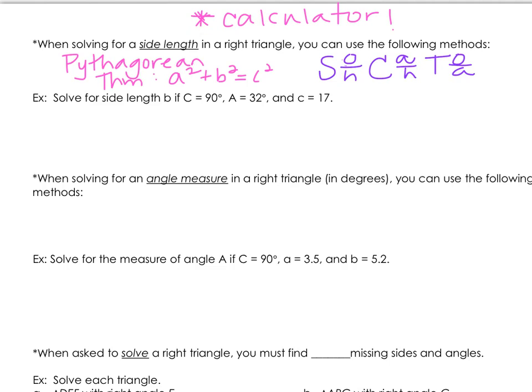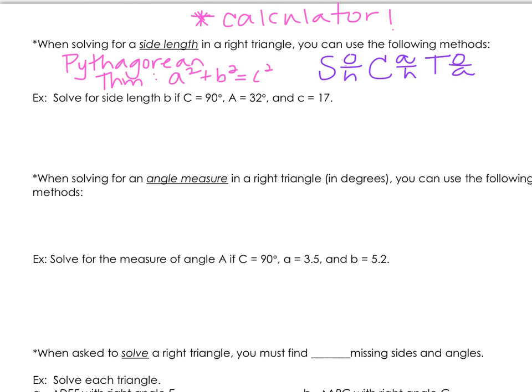Continuing on with 13.1, please make sure to have a calculator. When we start getting into utilizing some of our formulas to solving for side length in a right triangle, you can use the following methods. Pythagorean theorem is pretty common, a squared plus b squared equals c squared, and then SOHCAHTOA.